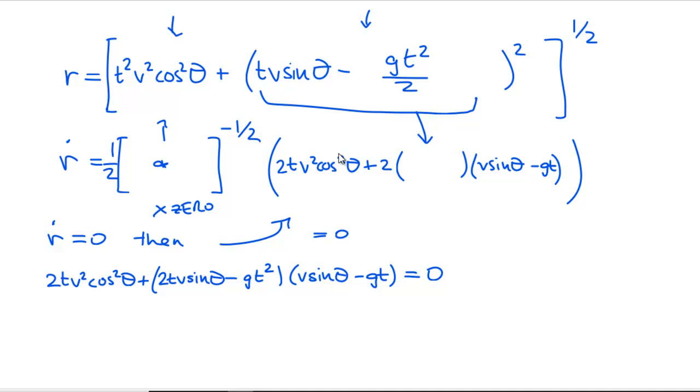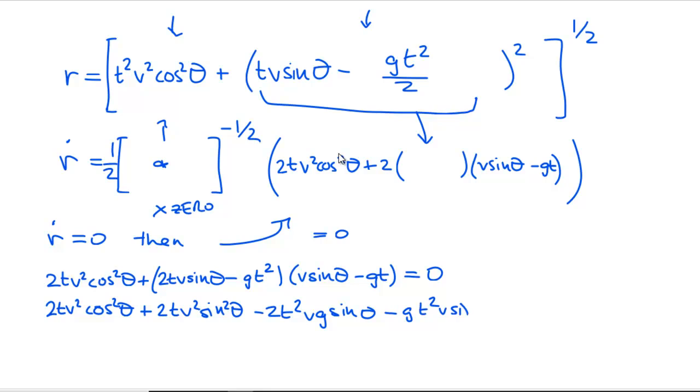Right, so let's expand out some more stuff. There's nothing I can divide through by here, is there? No. Right, 2t v squared cos squared theta plus 2t v squared sine squared theta, oh nice, that's helped, minus 2t squared vg sine theta minus gt squared v sine theta, and then plus g squared t cubed equals 0.